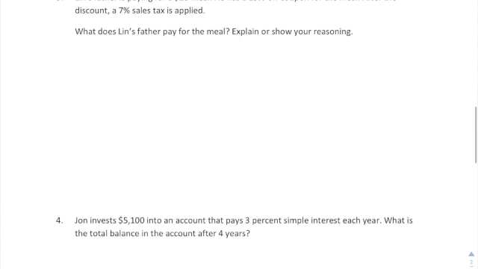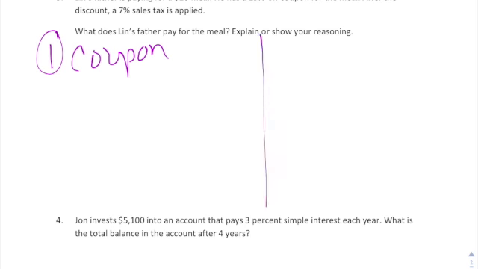All right. Lynn's father is paying for a $20 meal. He has a 15% off coupon for the meal, and then after the discount, a 7% sales tax is applied. Whew, this is a lot of steps. All right, so first, we want to do the coupon. Okay, so we want to start with the coupon. And then after that, we're going to have to do tax. Okay, so here's at least my 2 steps, no matter what. 1, figure out the 15% off. And then 2, after that, we're going to figure out tax.